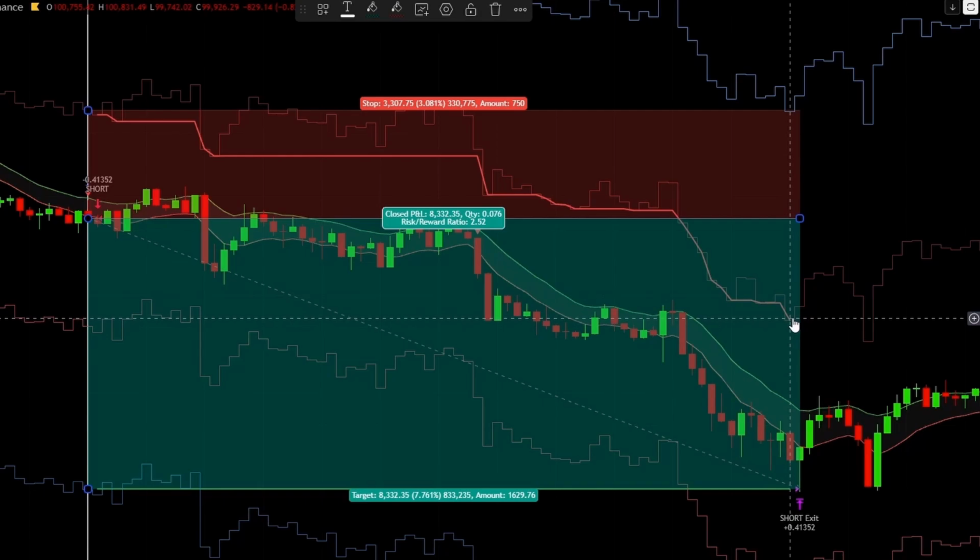I can tell you from experience that almost all of my strategies, if not all of my strategies, use some sort of trailing stop loss. It protects your gains, locks in profits in the best case scenario, so I always recommend you to use some kind of trailing stop loss.